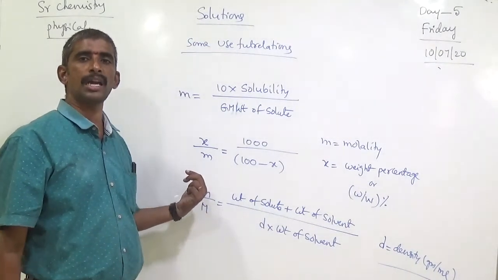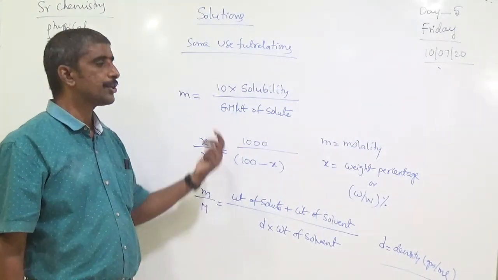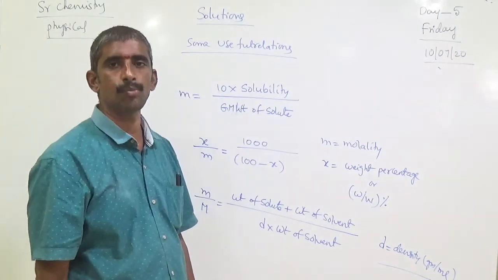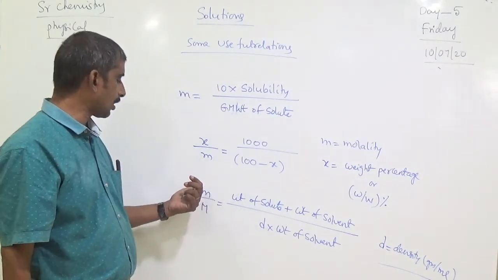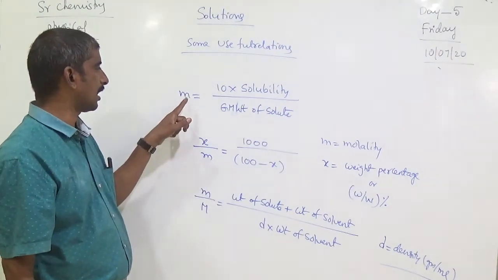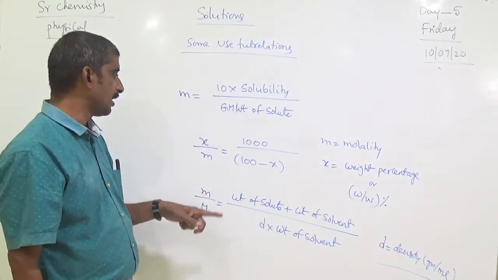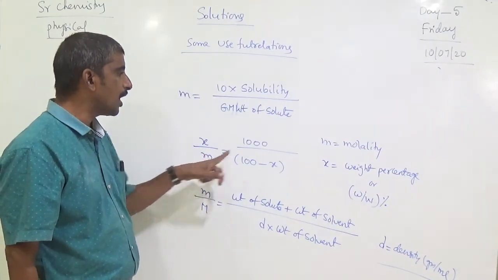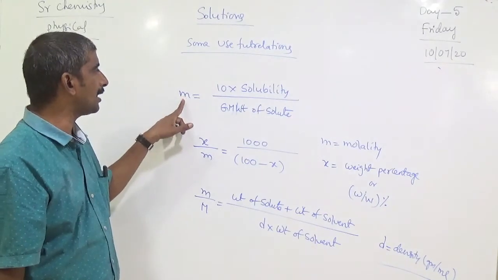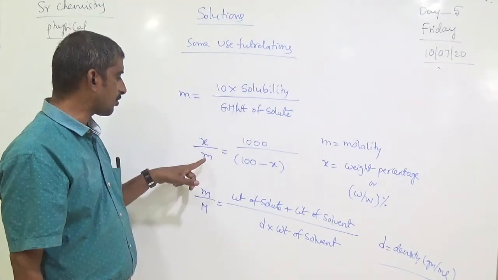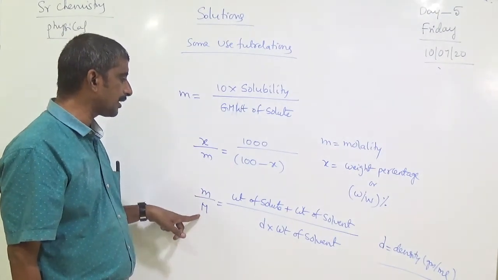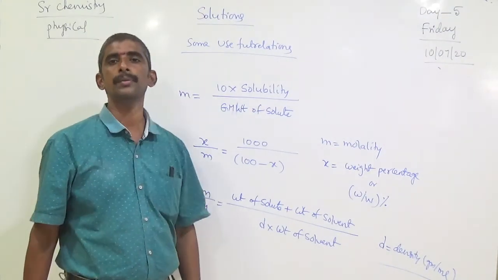Small m means molality, capital M means molarity. So these are different relations between molality and molarity. Another is the relation between molarity and solubility, and the relation between molality and weight percentage. So these are some useful relations.